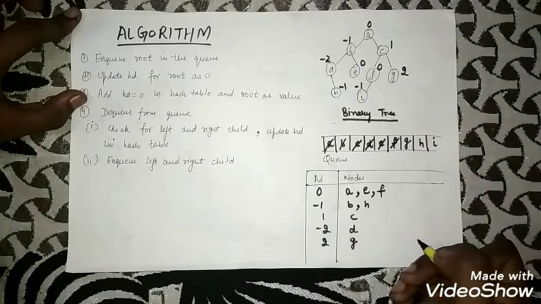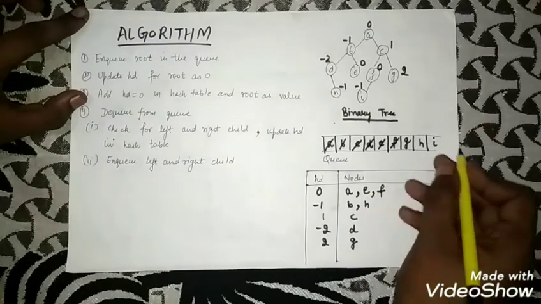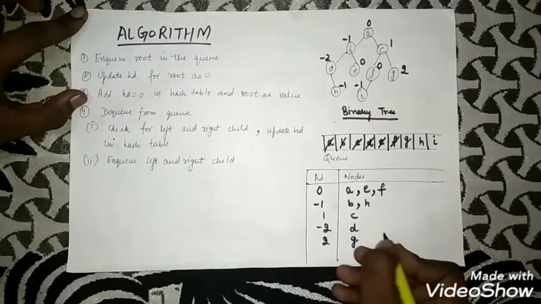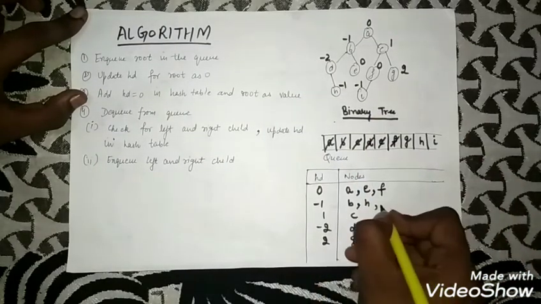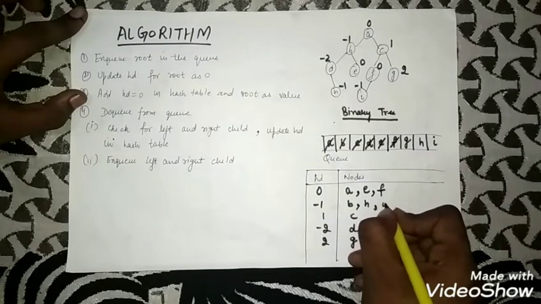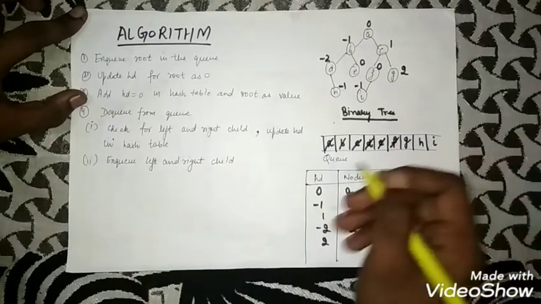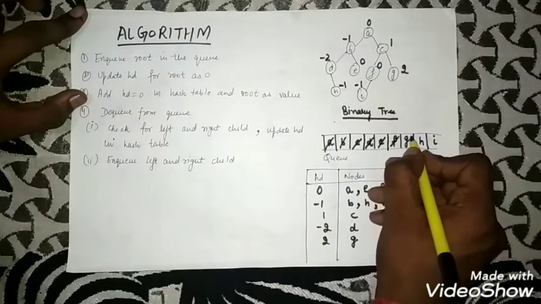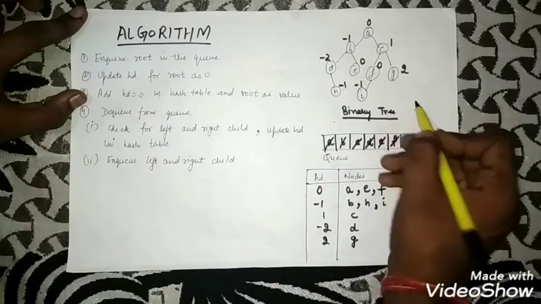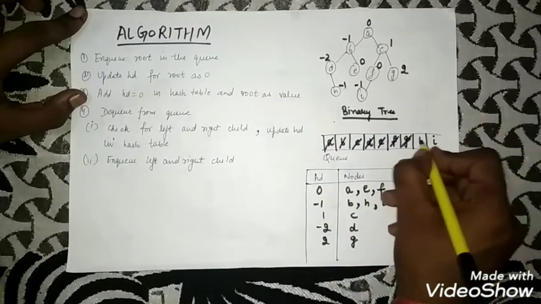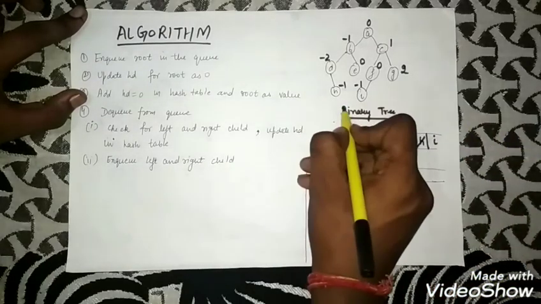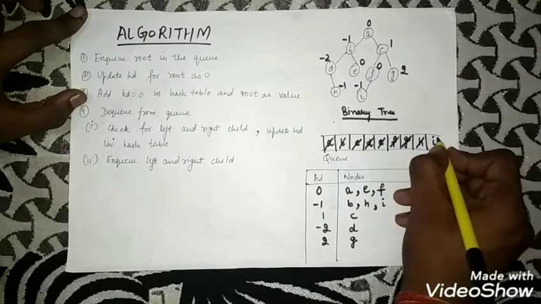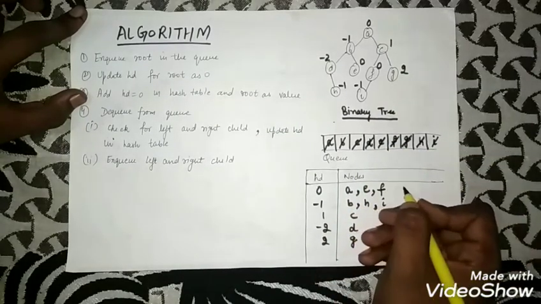The loop will run again. Just wait a minute, update that HD into the hash table as well, I forgot that. Put that here. Now the loop will run again. We will remove the node from the queue, G will be removed, no left and right child. The loop will run again. H will be removed, again no left and right child, so loop will run again. I will be removed, no left and right child.